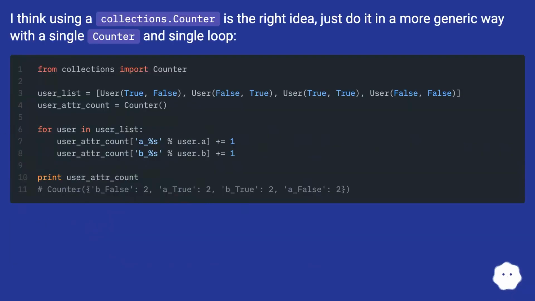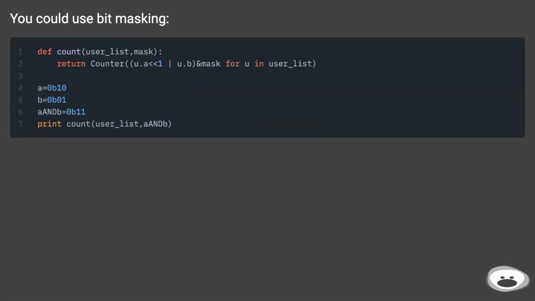I think using collections.Counter is the right idea. Just do it in a more generic way with a single counter and single loop. You could use bit masking.